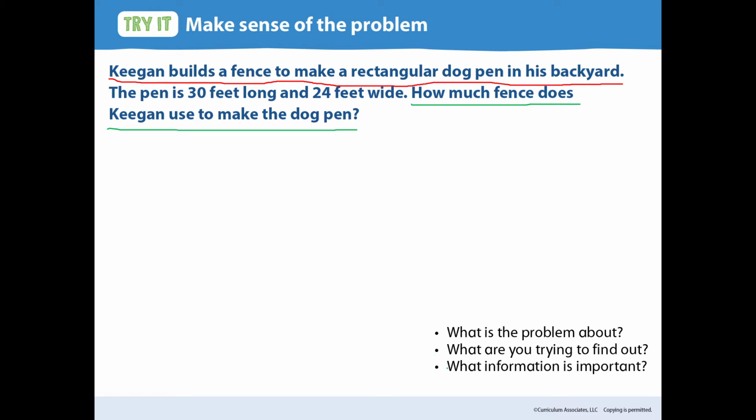Finally, what information is important? So read through one more time, and we're going to circle the information that is important. This is the information that we're actually going to use to solve the problem. So the information that we need to use is that it's 30 feet long and 24 feet wide. So this is how we can make sense of the problem. We've identified what the problem is about, what we're trying to find out, and we know what information we're going to use.